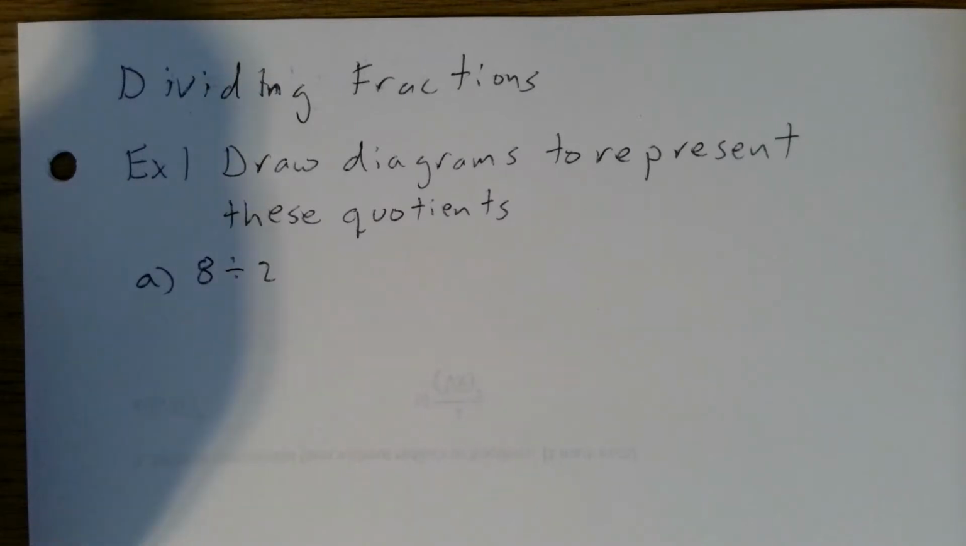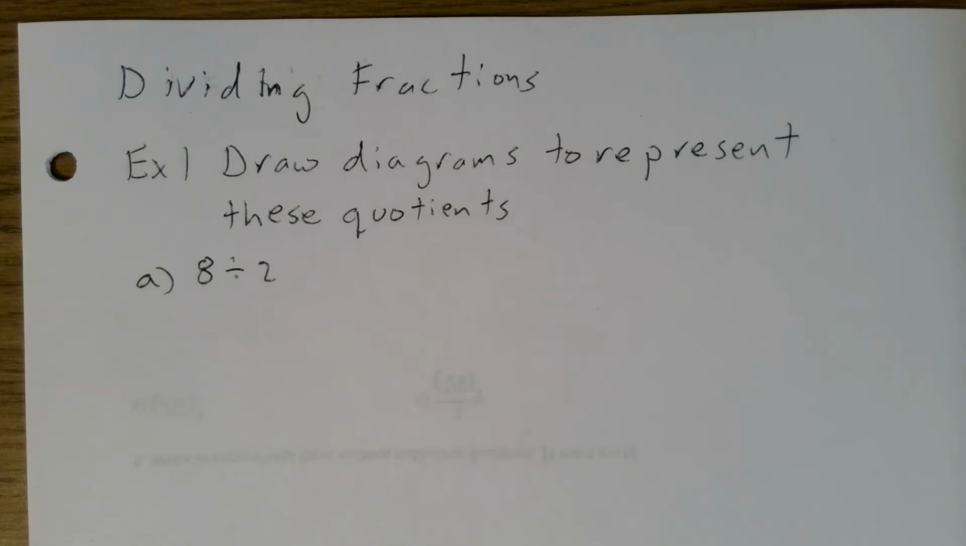Today's lesson is on dividing positive and negative fractions. Before we get into that, we'll do a review of dividing fractions in general, and then we'll get into the positives and negatives. So first off, we want to draw some diagrams to represent these quotients. You guys remember quotients are what we get when we divide. And we want to do the diagram so we actually know what's going on when we're dividing.